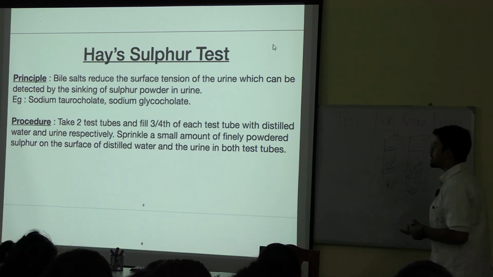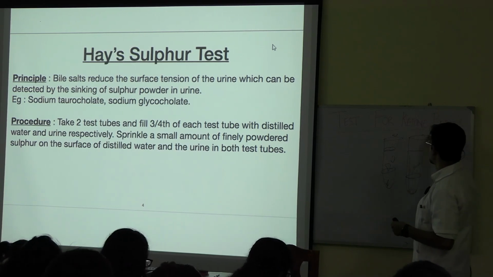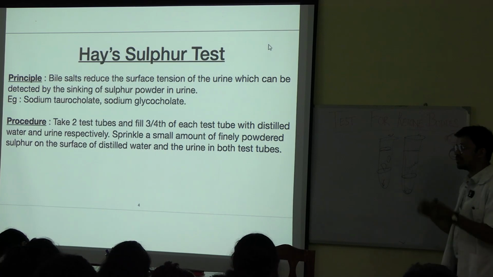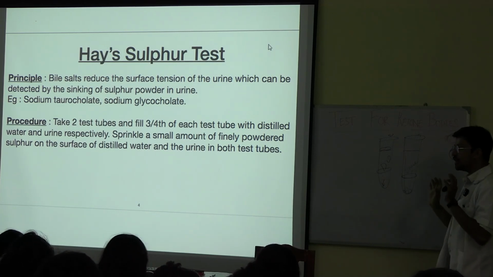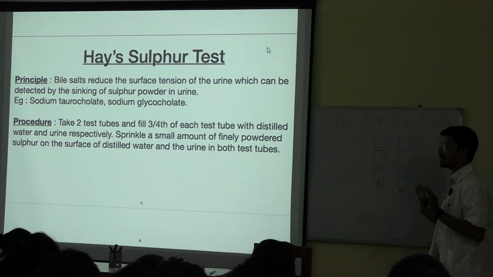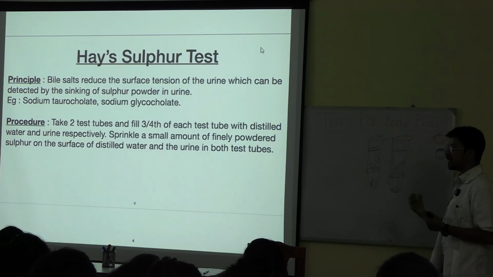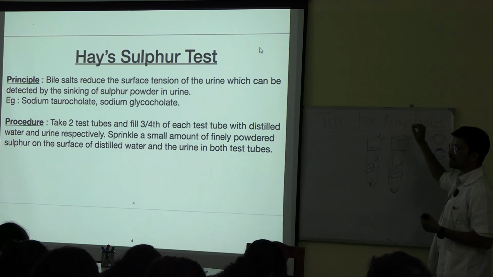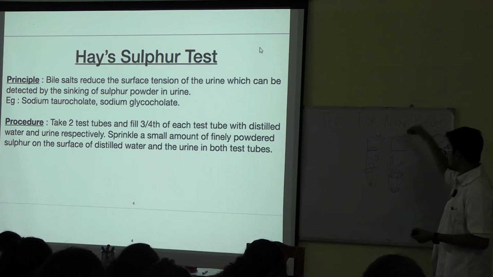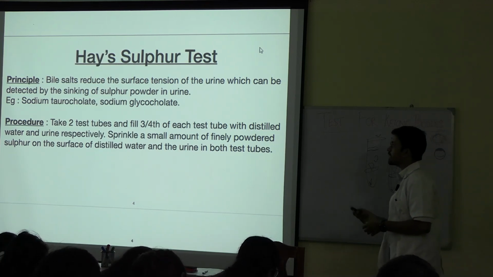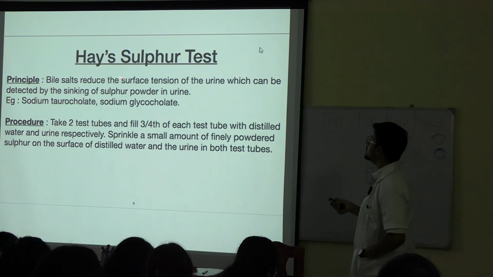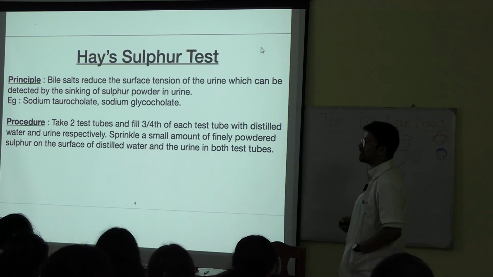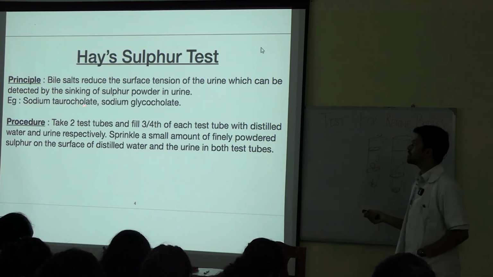So the normal surface tension of the urine will not allow this sulfur to fall. But whenever the urine sample contains bile salts, they reduce the surface tension. So the ability of keeping the sulfur up in the fluid is decreased when the urine sample contains bile salts. In that case, as soon as you add the sulfur, because the surface tension is low, it will fall. Okay, so that is what is written over here: the bile salts reduce the surface tension of the urine, which can be detected by the sinking of the sulfur powder in the urine.